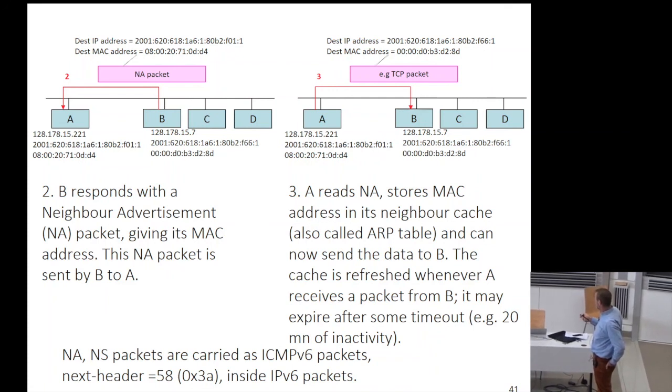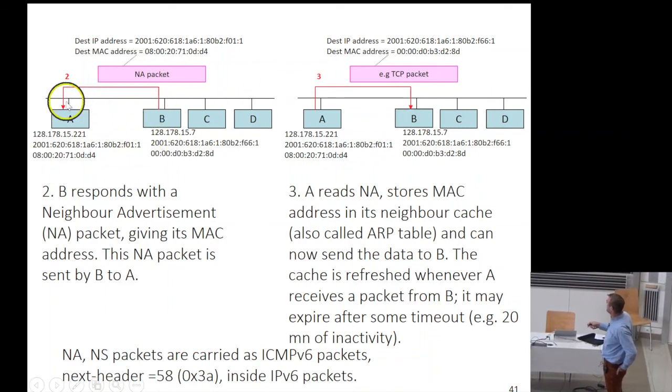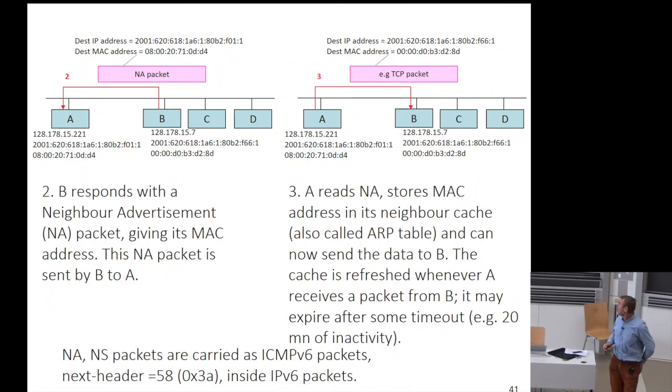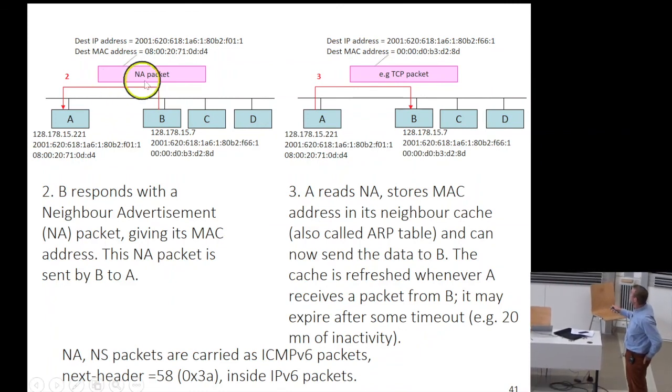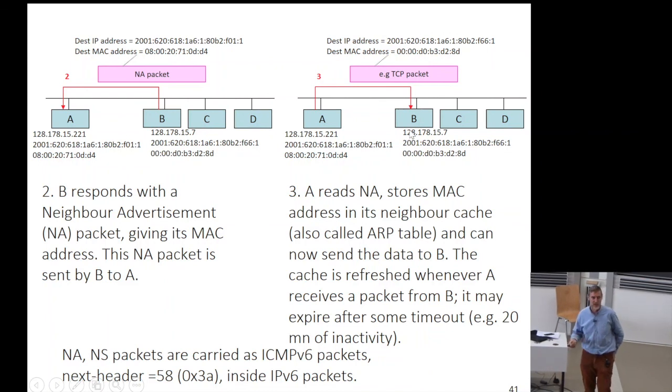Then if B gets this message, the end is easy to guess. B will respond with a response which is called a neighbor advertisement. And then A will know by reading what's inside the packet, here is the MAC address, and from now on, A is able to send packets to B.